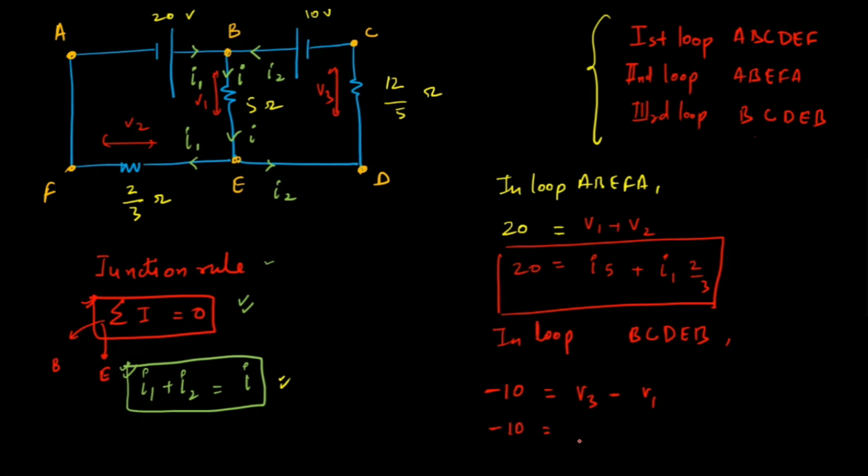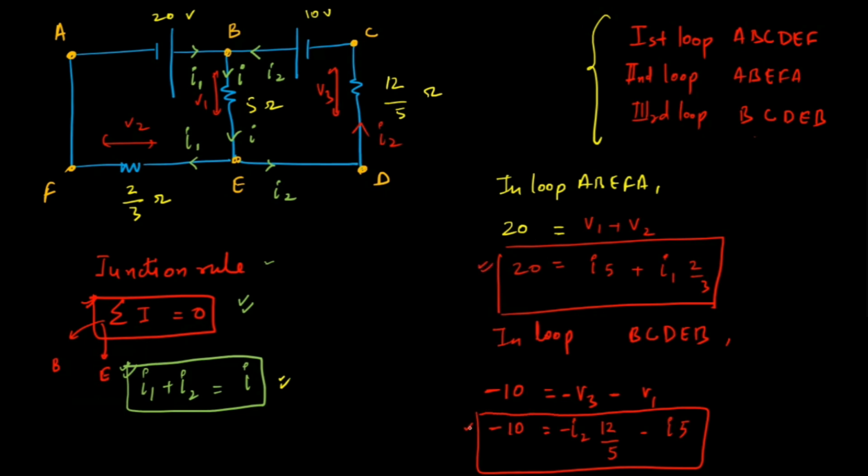V3 is what? Again, V3 is going to be negative. Why negative? Because we are reading the circuit from C to D and current is flowing from D to C. So it is going to be I2 times 12 by 5, that too of negative. Again, V1 is going to be I times 5, but again of negative value. So we got the second equation now.